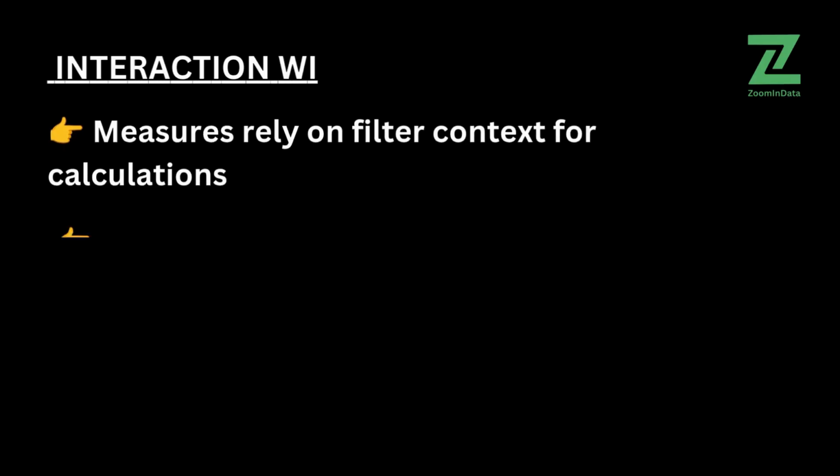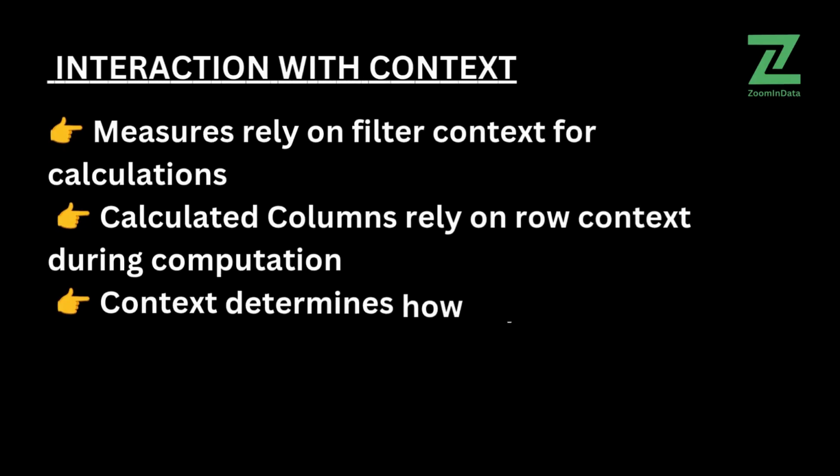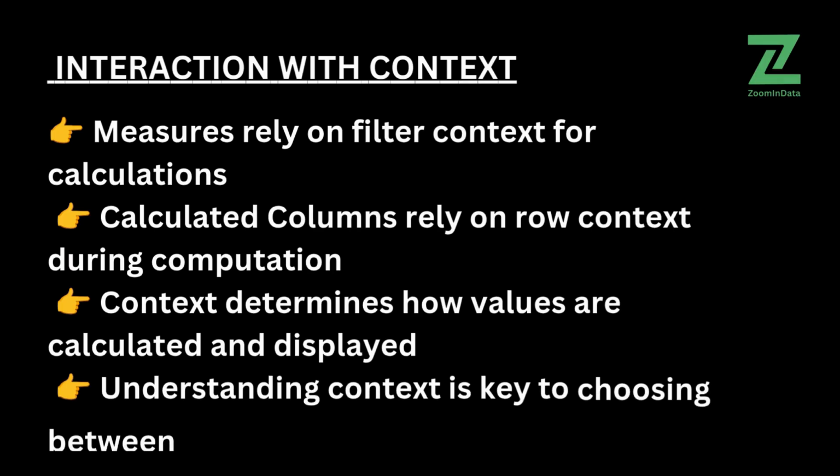Measures rely on filter context for their calculations, meaning their results change based on filters applied in the report. Calculated columns rely on row context during computation, meaning each row is processed independently. Context plays a crucial role in determining how values are calculated and displayed. Understanding context is key to choosing between measures and calculated columns.